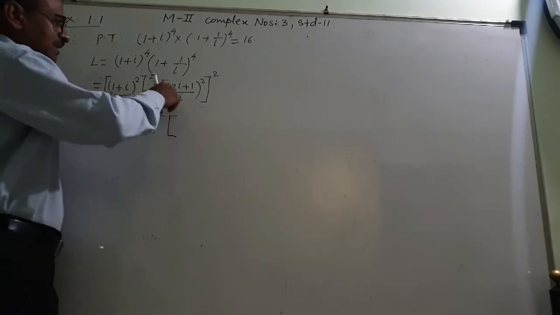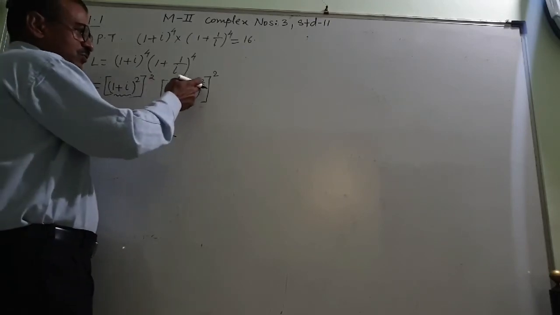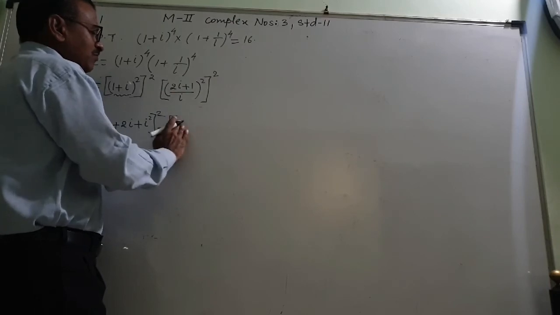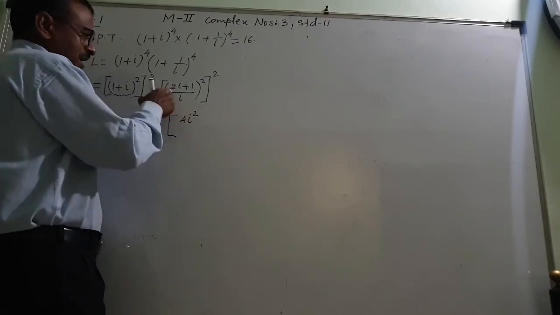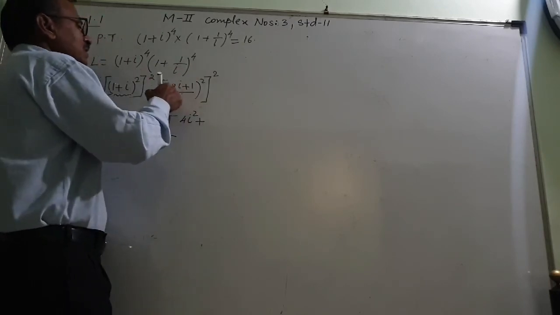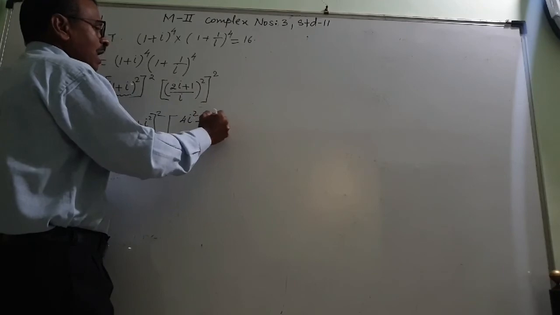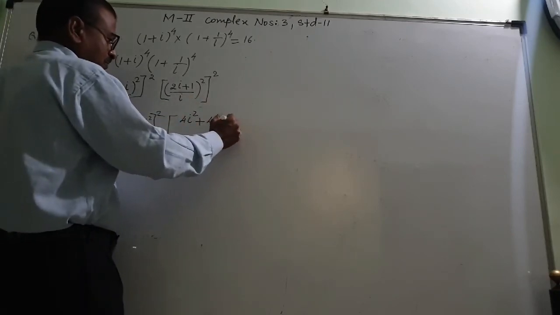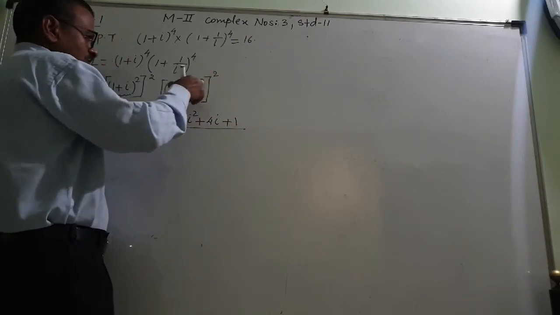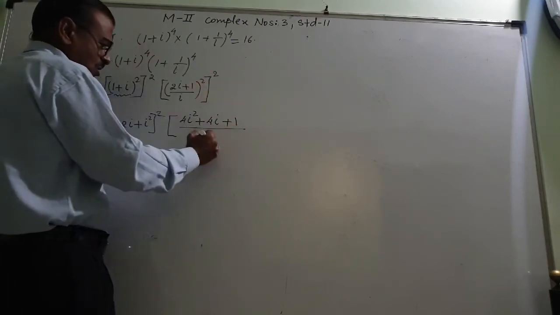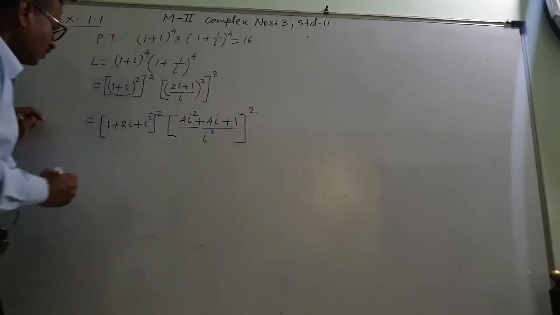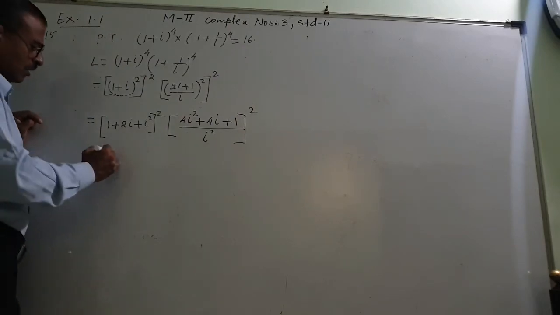Now the upper part also I will square and the lower part also I will square. 2i square means what it will be? 4i square. A square, 2i, its square means 4i square, plus multiplication of these two and twice means 4i, plus b square means 1 square is 1 upon this square. This square is for this also. i square and the whole square. So that is equal to.